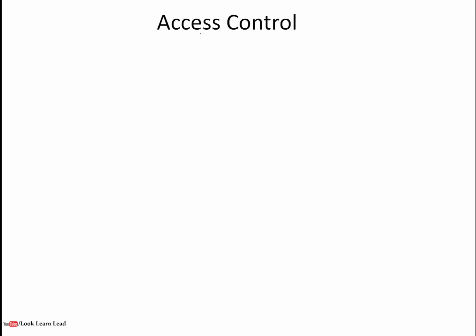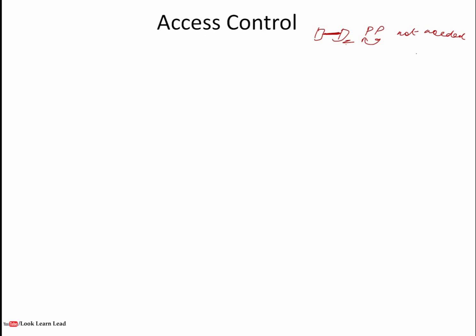Suppose we have two systems and they are connected by a point-to-point link. Point-to-point link means this link is completely dedicated to these two systems. At that time, access control is not needed.